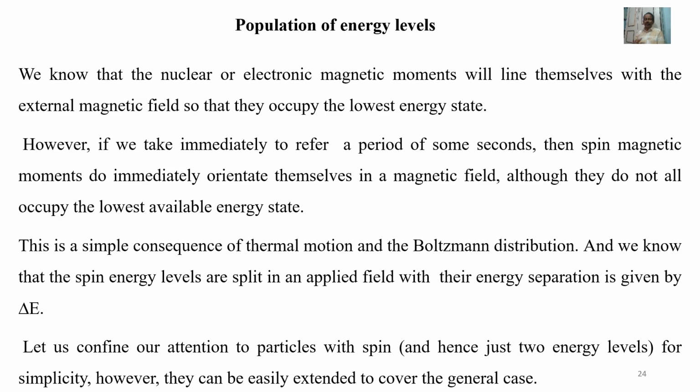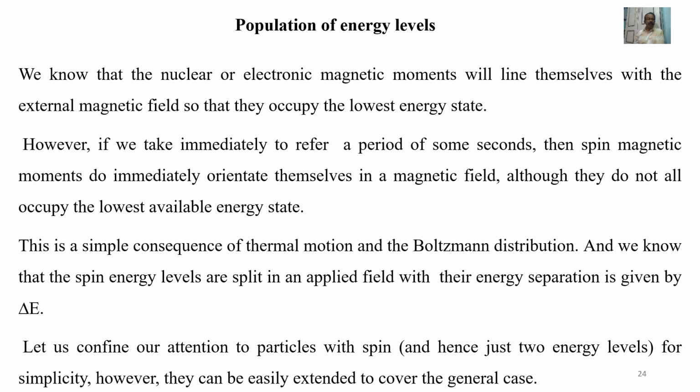Now let us go to the next topic, population of energy levels. We know that nuclear or electronic magnetic moments will line themselves with the external magnetic field so that they occupy the lowest energy state. However, if we wait for a period of some seconds, the spin magnetic moments do orient themselves in the magnetic field, although they do not all occupy the lowest available energy state. This is a consequence of thermal motion and the Boltzmann distribution.